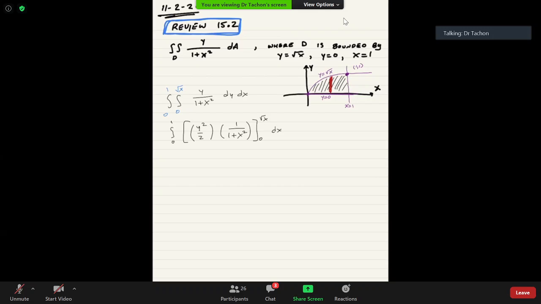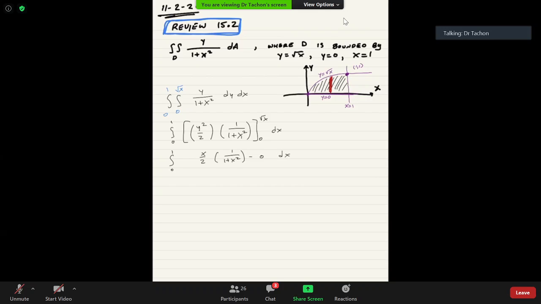So integrate with respect to y. You're integrating y. The 1 over 1 plus x squared in the denominator comes over as a constant. So you get y squared over 2. Evaluate: plug in the upper bound, radical x, and square it. You're going to have x over 2 times 1 over 1 plus x squared, minus plug in the lower bound, which gives 0.